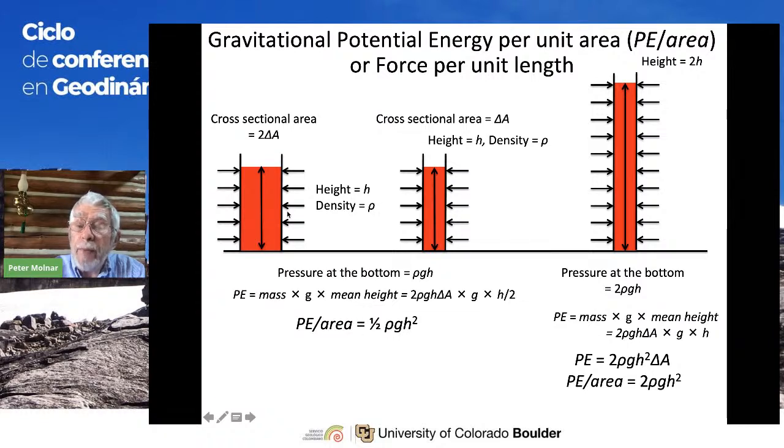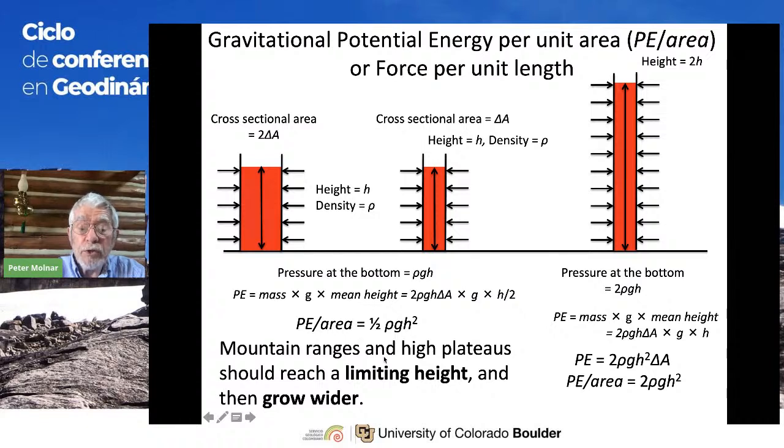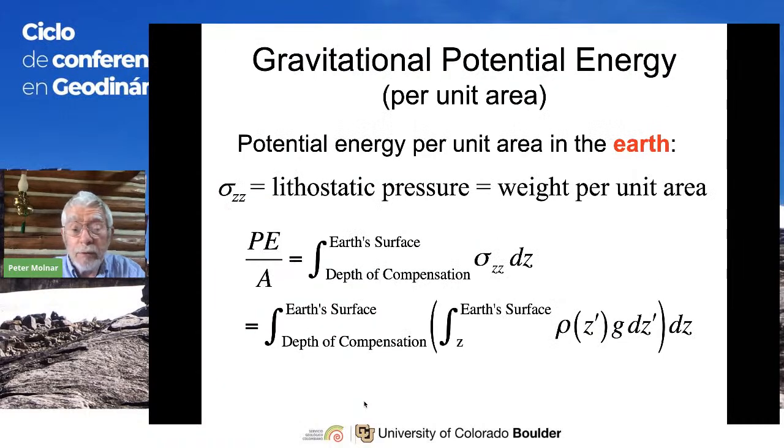So you can widen the mountain range without gaining as much potential energy as you do when you elevate the mountain range higher. Going from here to here, you double the potential energy. Going from here to here, you quadruple. Again, an argument that mountain ranges should reach a limiting height and then grow wider. You'll see this again. I will beat this down harder, I'm afraid.